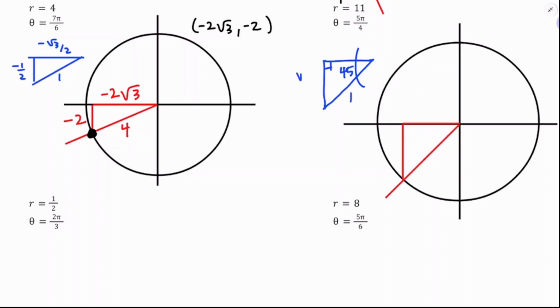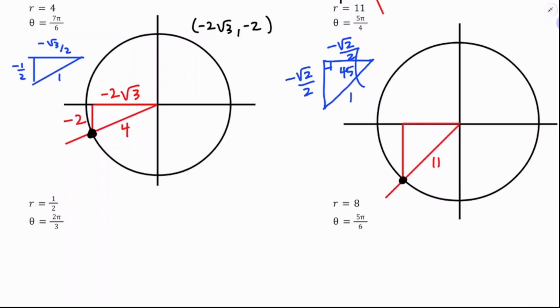Hypotenuse 1, root 2 over 2, and root 2 over 2. We're here in the third quadrant, both of these are going to be negative. Oh, I forgot to label the hypotenuse of the red triangle, that's 11. So the red triangle is 11 times as large as the blue triangle.